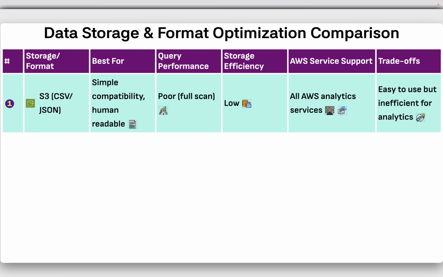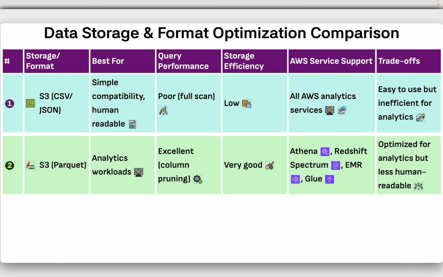Data storage and format optimization comparison. So this will just be quick, on type of data. So format, first is S3, which is the storage service, and data is, let's say, in CSV and JSON. It's best for simple compatibility and human readable. Query performance is poor because if you do a full scan, the performance is quite poor. Storage efficiency is also low because it will take a lot of space, and compute also. AWS service support: all AWS services support CSV and JSON. So the trade-off is easy to use but inefficient for analytics.